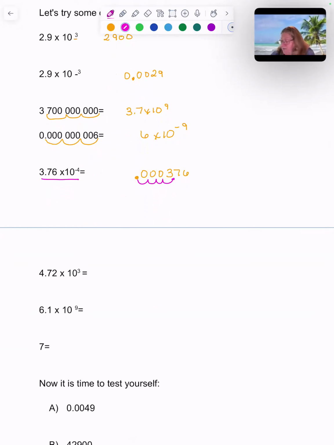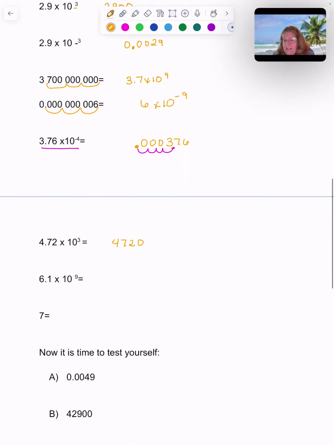Okay, here we've got 4.72 times 10 to the third, positive exponent. So we know that our number is going to be greater than 1. So here we've moved it 1, 2, 3 times. Here's a big one, 10 to the 9th. So 6, there we've moved it 1, 2, 3, 4, 5, 6, 7, 8, 9 times. Now the decimal would be inferred to be right here. And stick in our zeros. And on these ones that it's kind of confusing, it's always good to go back and double check to make sure you know what you're doing. So we're going to move it 3.